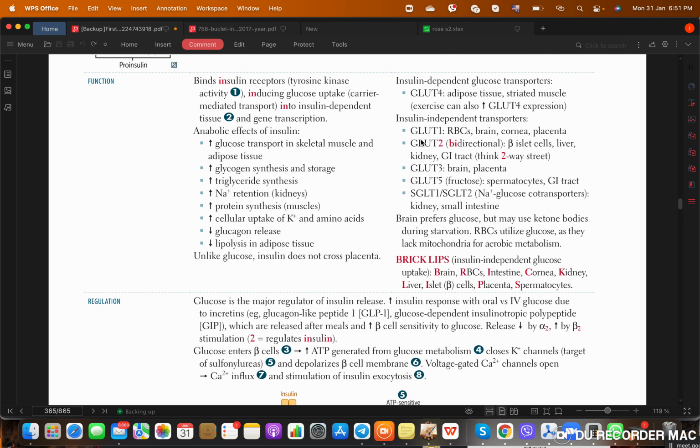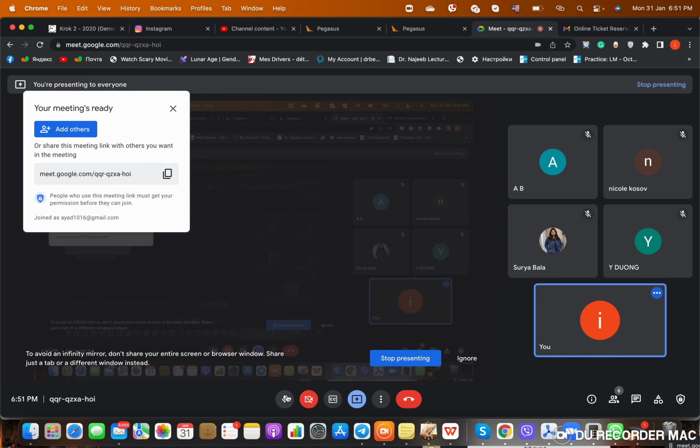GLUT2. So the GLUT2 is located at the beta cells, liver, kidney, and GI.